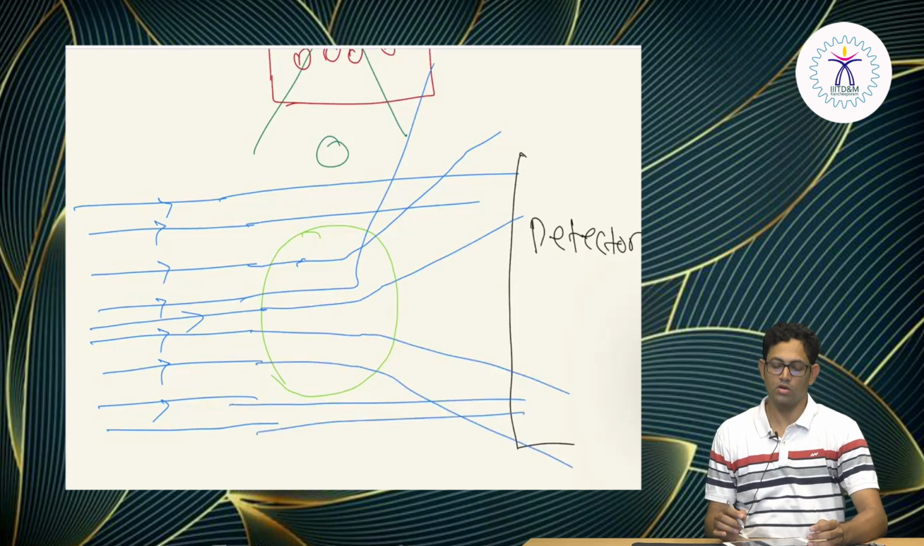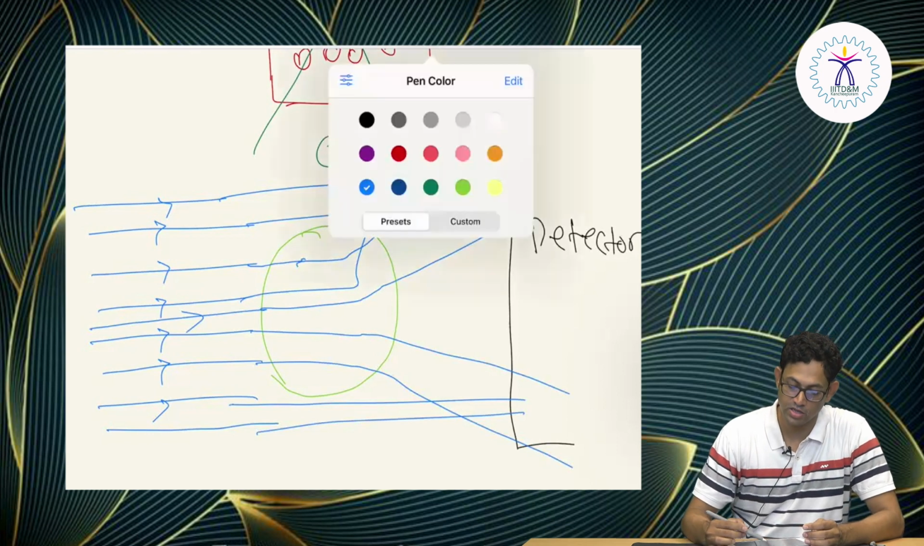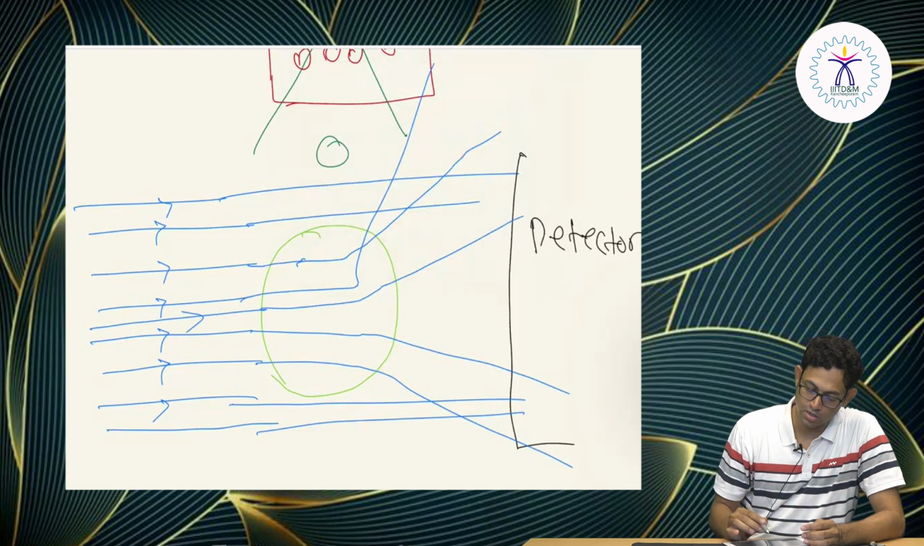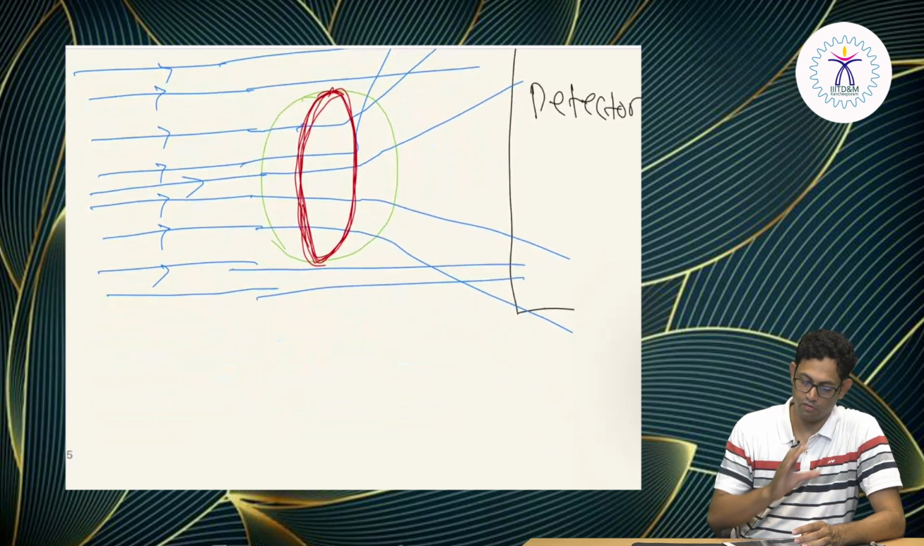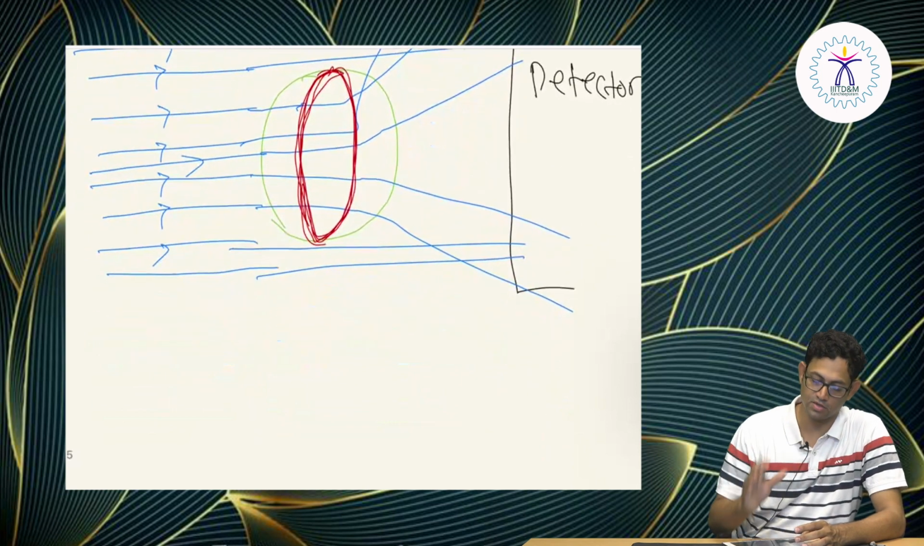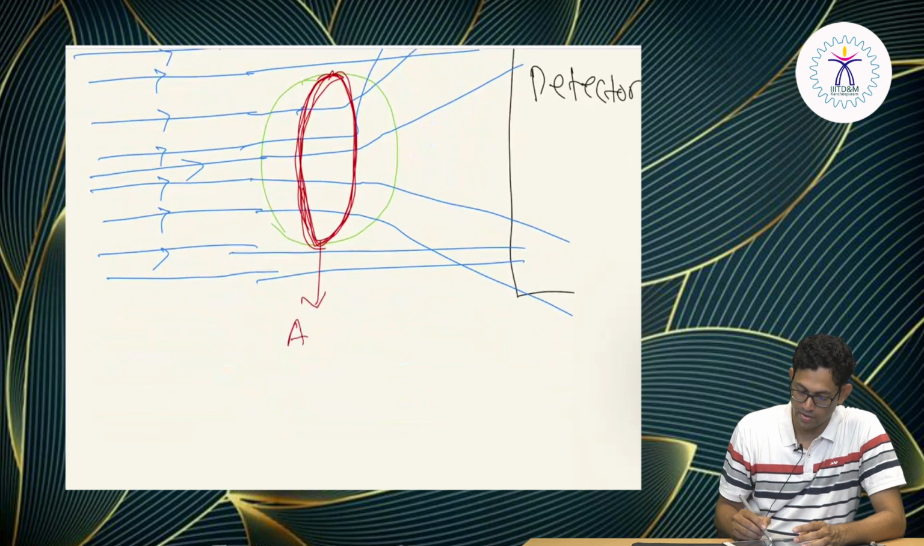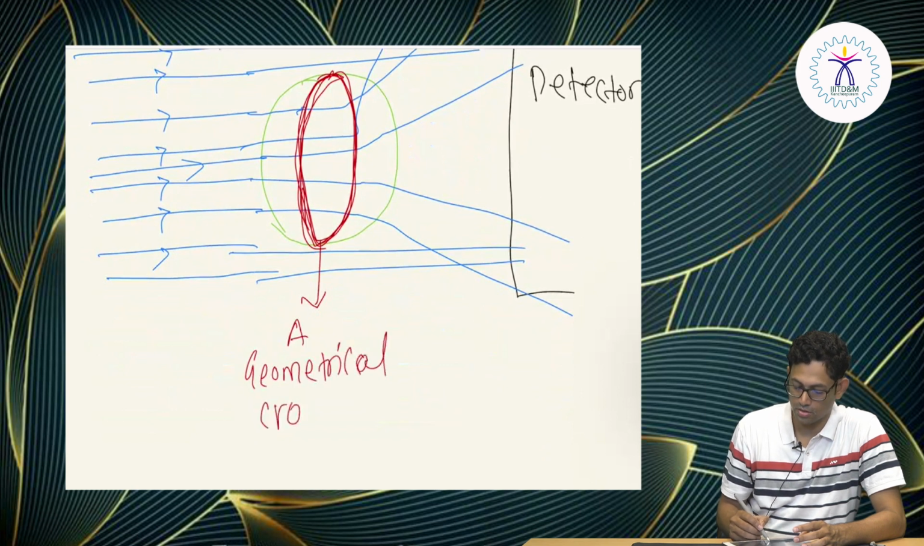So again, what we see is that there are two cross sections. One is the cross section of the sphere that we have defined earlier, that is, the area of the cross section of the sphere, which is a circle. Here this is defined as A, which is known as the geometrical cross section.